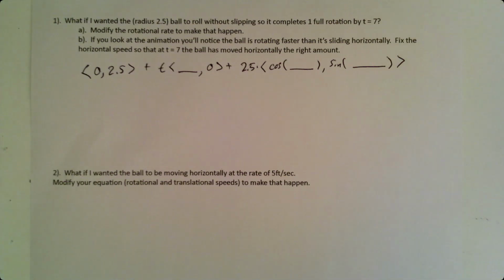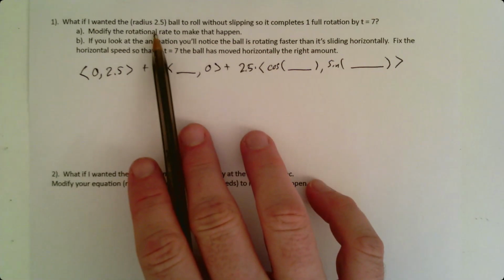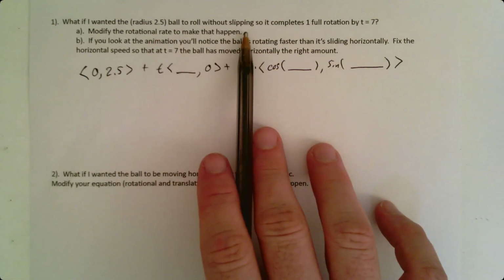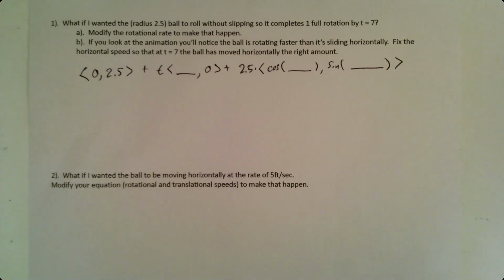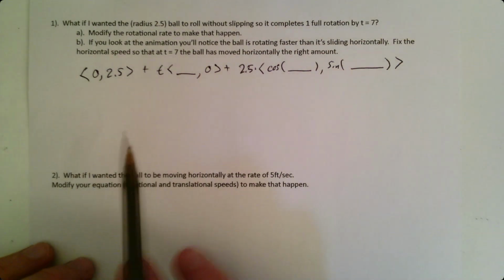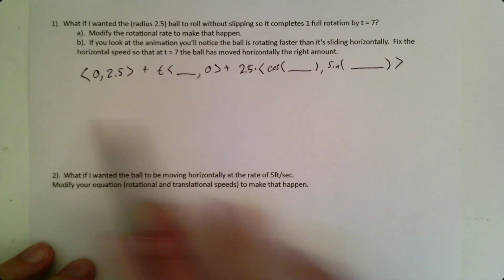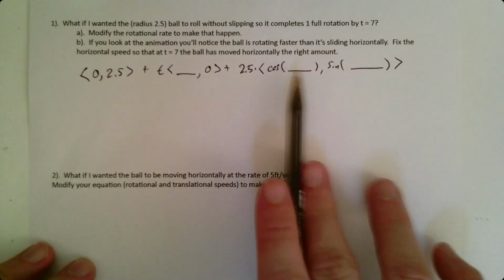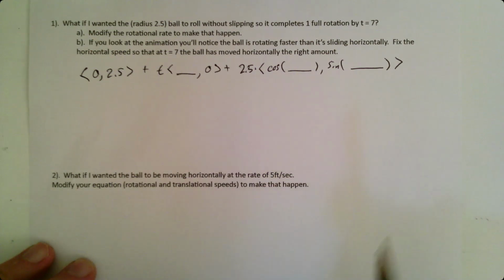Everybody. Let's think through all of the details of modeling the path a point on the perimeter of a rolling ball will make. So if I have a ball that's radius 2.5 and I want it to roll without slipping so that it completes one full rotation by time equals 7, we have to think about a couple of things. We have to think about how fast horizontally does it need to slide, and then how fast does it need to rotate so that it's as if it's rolling without slipping.